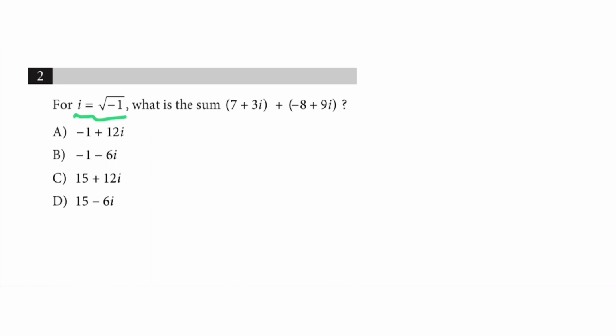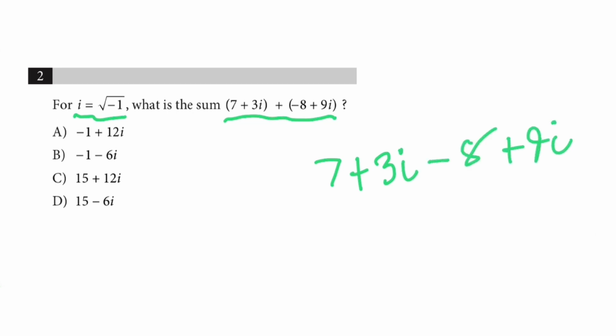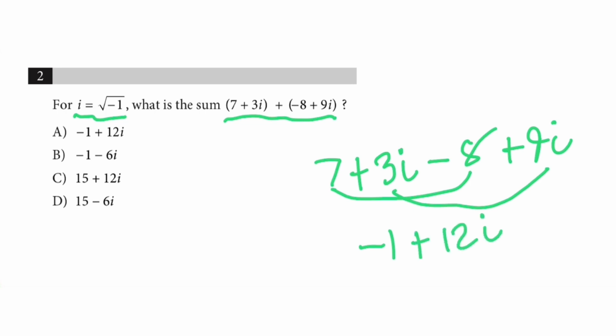This question tries to throw you off by including i is equal to the square root of negative 1. That doesn't really do anything for this question. You just have to simplify this expression, so get rid of the parentheses. You'll get that 7 plus 3i minus 8 plus 9i. You can see that you have like terms here and here. 7 minus 8 is negative 1, and 3i plus 9i is 12i. That's it. Your answer's A.